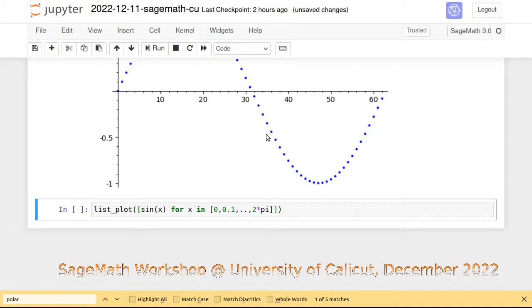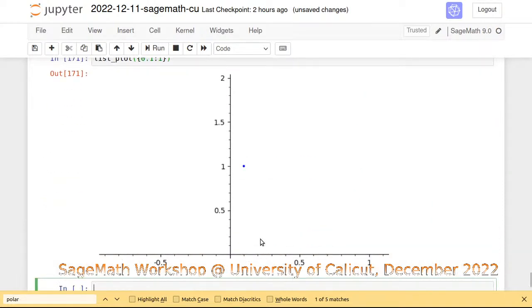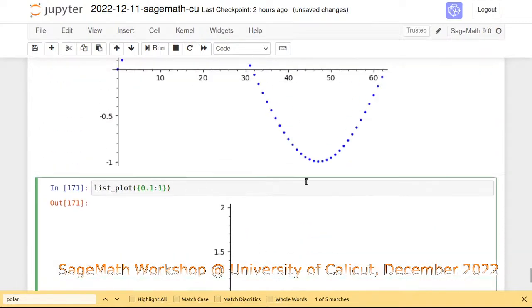Okay, but for that what you have to do is keep it as a point corresponding to value; you are supposed to provide it in dictionary format. I will show it in a small example first. Suppose that in list plot, instead of this, I give 0.1 corresponding to 1. Let's see if it's working. Okay, this is working. Now one more point.